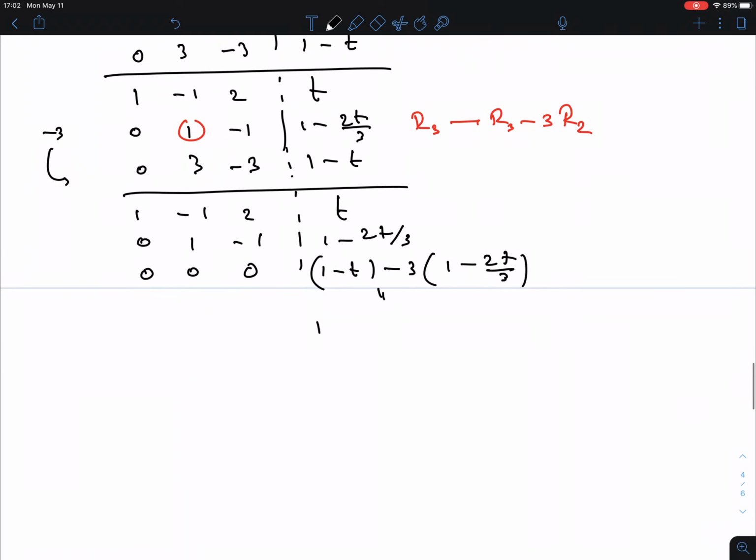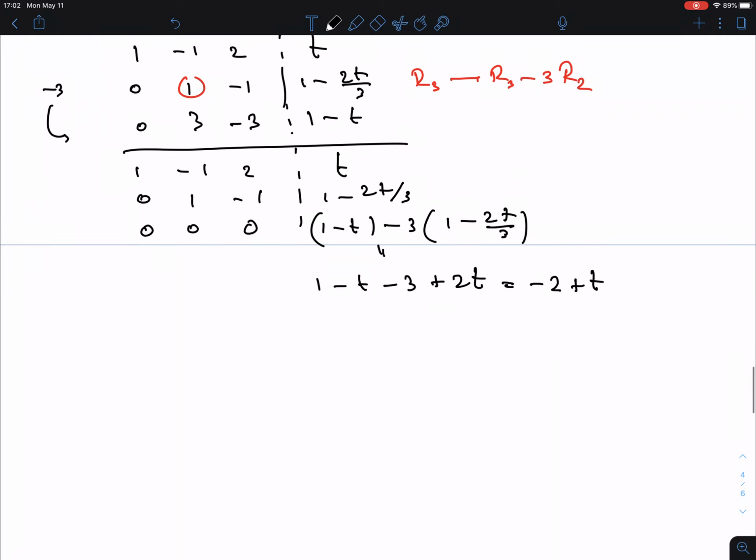So let's work this out. It's 1 minus t, and this put negative 3, and that is then plus 6 divided by 3, so plus 2t. And so I can combine this as negative 2 plus t, right? 1 minus 2, yep. Okay, so let me write it up one more time. What we have: 1, minus 1, 2, t, 0, 1, negative 1, 1 minus 2t over 3, and then 0, 0, 0, t minus 2.